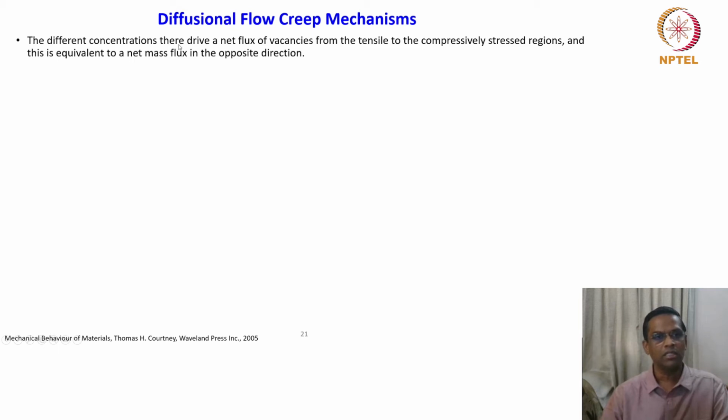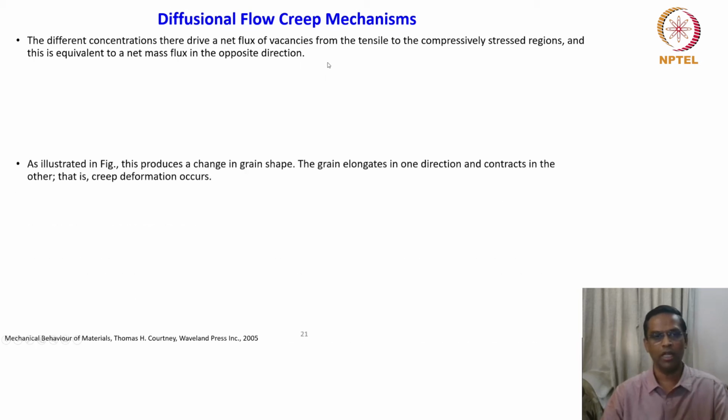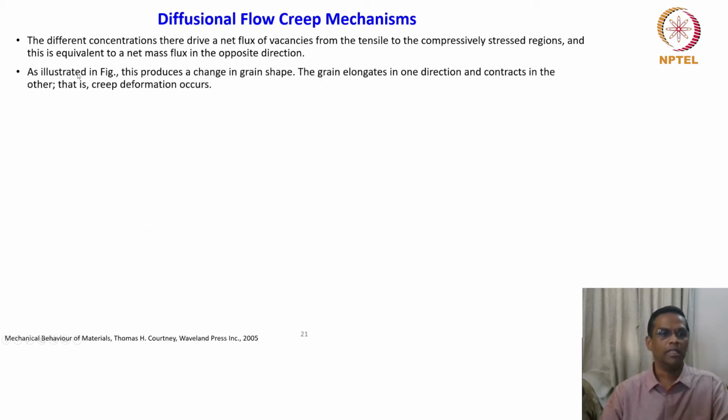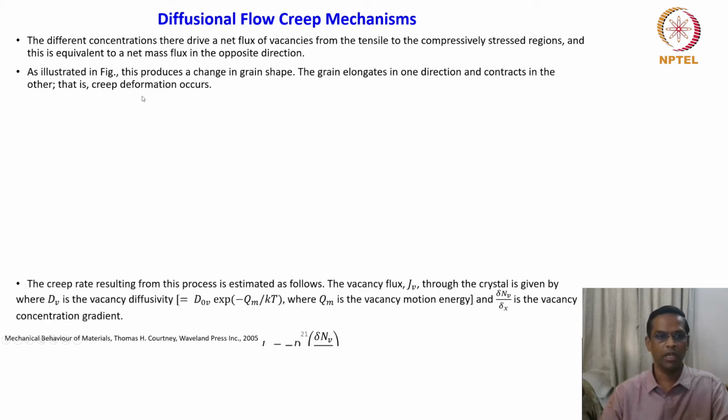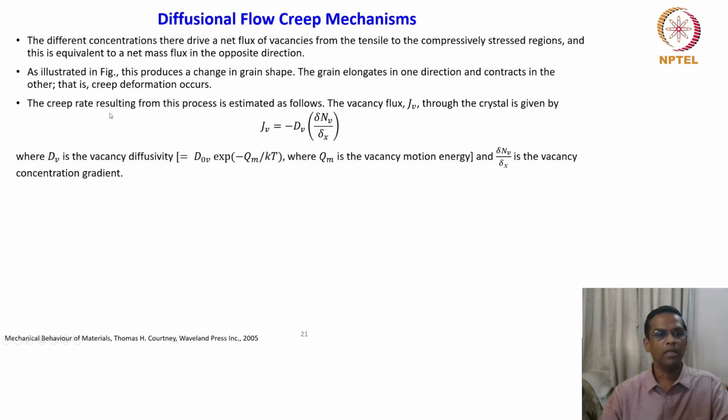The different concentrations there drive a net flux of vacancies from the tensile to the compressively stressed region, and this is equal to a net mass flux in the opposite direction. That's what the schematic also shows with the dotted arrow and the solid arrow. As illustrated in the figure, this produces a change in the grain shape. The grain elongates in one direction and contracts in the other. That is, creep deformation occurs.